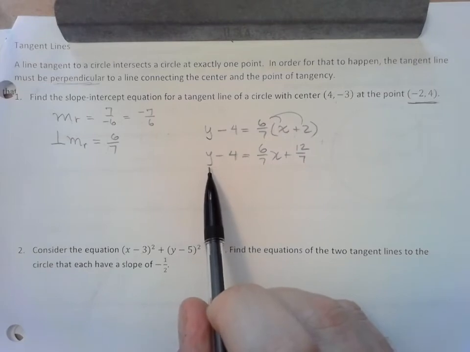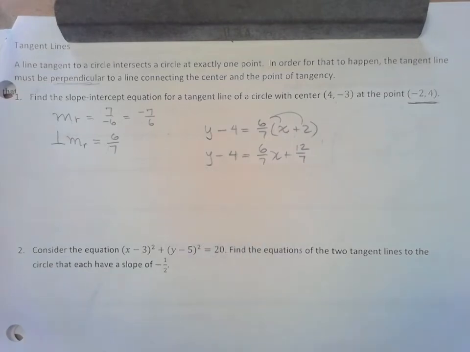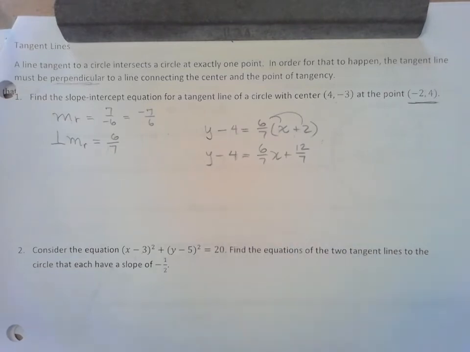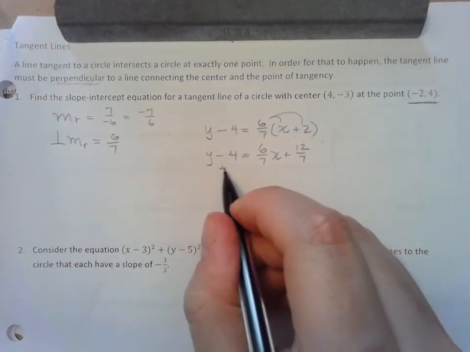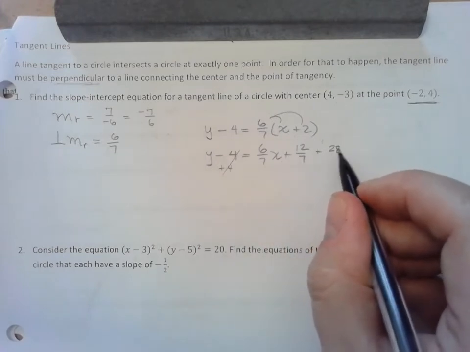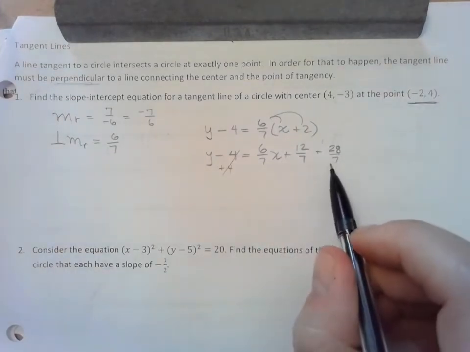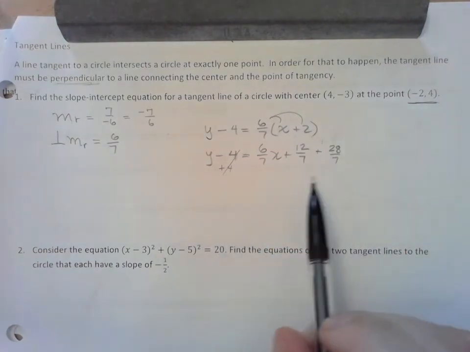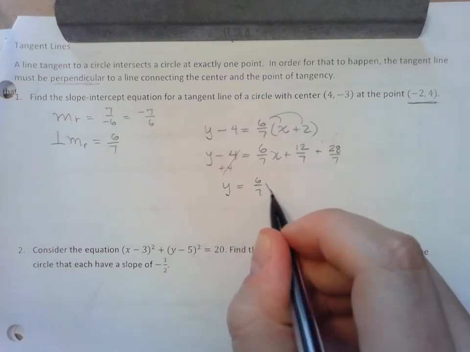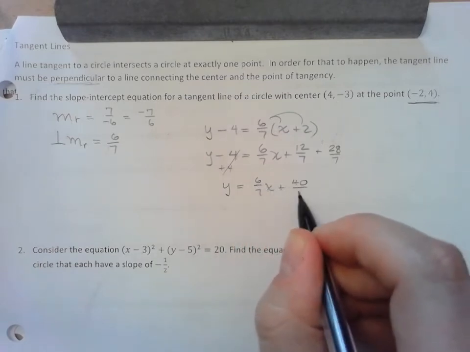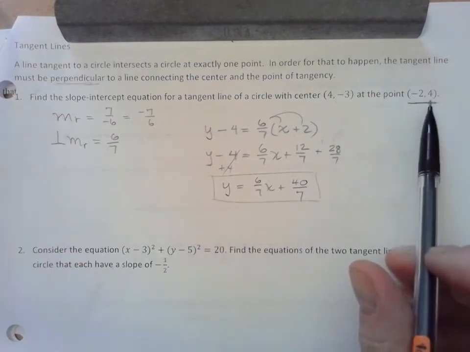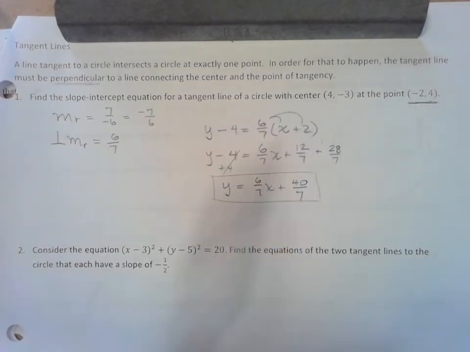So we have the equation that's neither point slope nor slope intercept form. All I need to do is move this 4 to the other side, then it's y equals mx plus b. If I add 4 to the left side, it's going to cancel. When I add 4 to the right hand side, I'm actually going to add 28/7 because it's the equivalent fraction of 4 and I want to combine like terms. So y equals 6/7 x plus 40/7. This is the equation of the tangent line that passes through this point that's tangent to this circle.